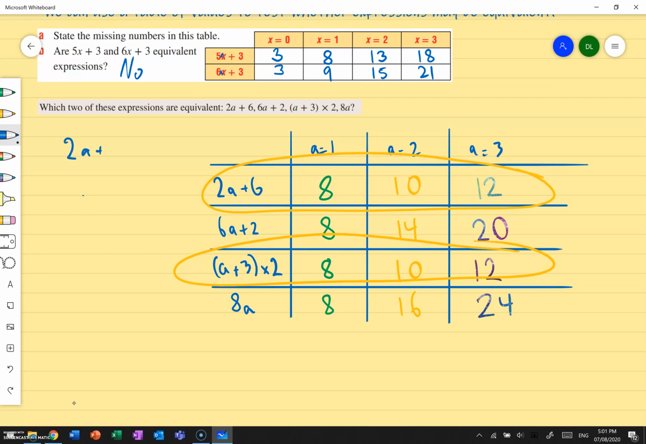2a plus 6 is equivalent to (a plus 3) times 2. And that's how we solve that. Hopefully that makes sense. Let me know if you need any help.